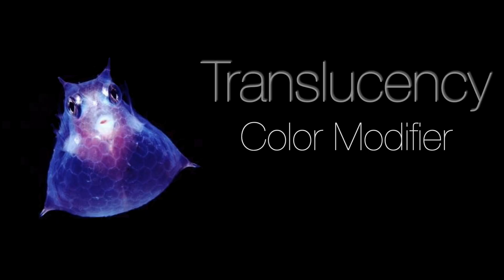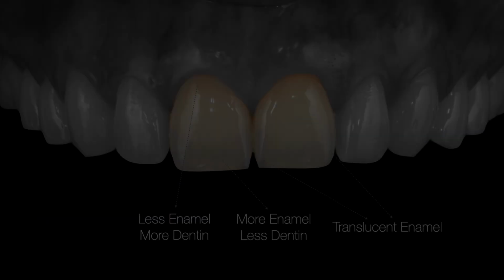The translucency is inherent to the enamel, and we call it the color modifier, because translucency is the capacity of an object to let light go through it. It gives us the milky appearance of the surface in terms of enamel. It also works as a color modifier because, depending on it, we can see the color of the dentin.